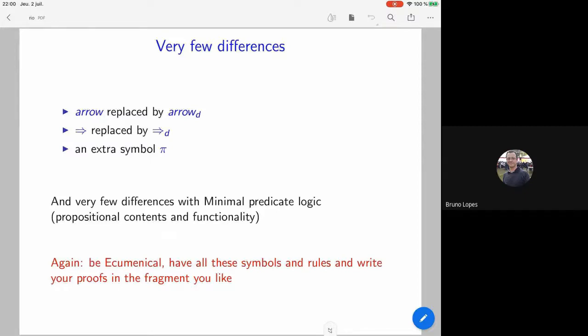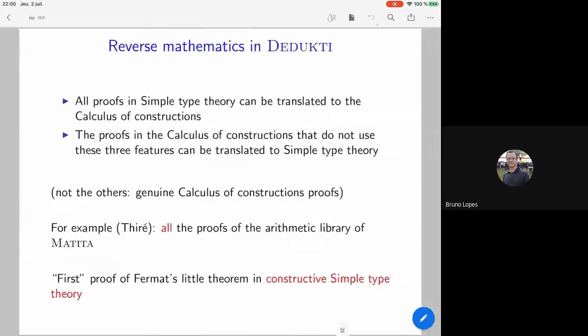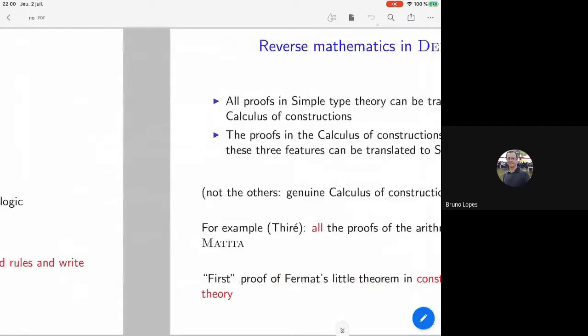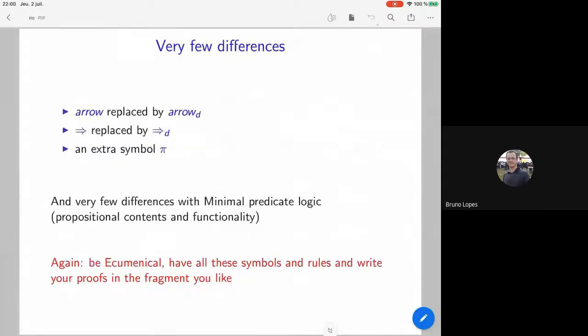And when you have a proof that is expressed in some fragment of this very big theory, then you know that the proposition you have proved is provable in the small theory that you have considered. This is the basis of the way we do reverse mathematics in deducti. So for instance, it's easy to see that all proofs that are expressed in simple type theory can be translated to the calculus of constructions. In simple type theory, you have a non-dependent arrow that you can very easily replace by a dependent arrow that happens not to be dependent.